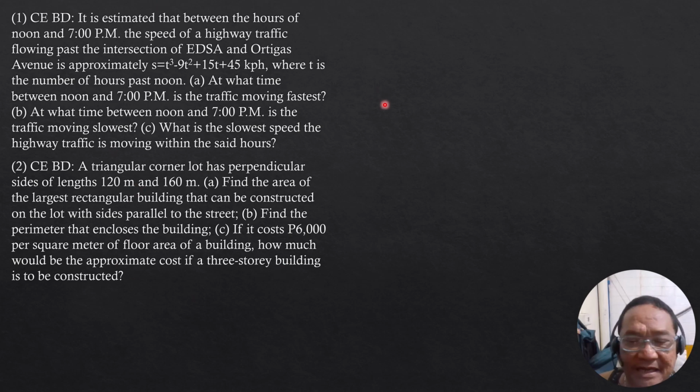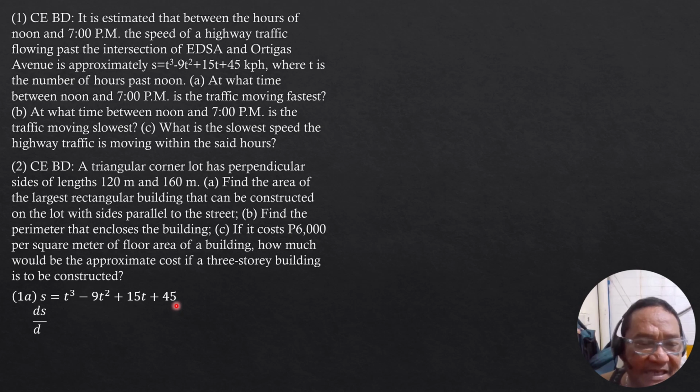So first, let's differentiate this function, and for certain value of time, let us verify if at that time where the derivative of speed with respect to time is 0, slope 0, is either maximum or minimum. So for number 1, ds/dt, take note that s is speed, not position. ds/dt is 3t squared minus 18t plus 15. So this is the given expression for speed.